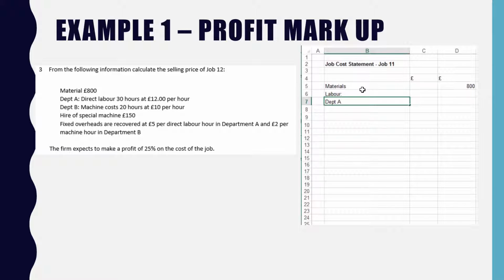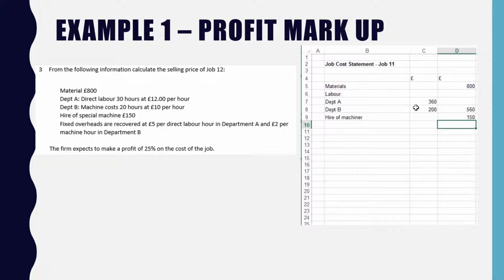We've got Department A. Department A is 30 hours, so I'm going to put the formula here, 30 hours at £12. Department B is 20 hours at £10. I'm going to add those two up to give me my total labour costs. And now the other piece of information goes here: the hire of the machinery, because it is another prime cost, so that is £150.